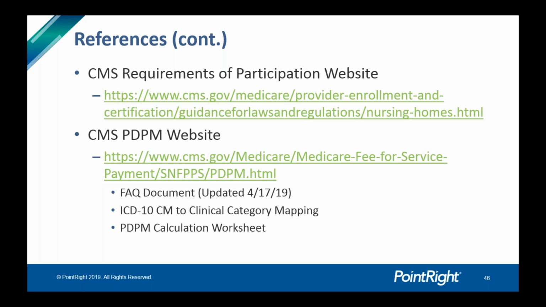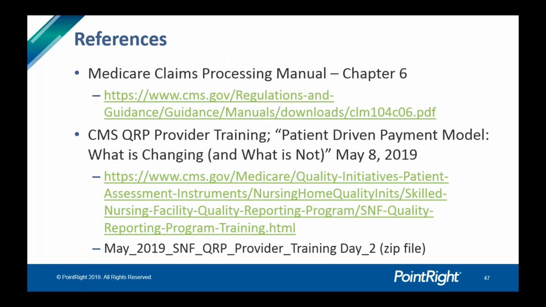So we did talk about a lot of regulatory language from CMS, so I have 2 pages of references here for you today. The ROP website, you can download the full requirements of participation. CMS's PDPM website, they continue to update their FAQ document. I do recommend you download the current version. It's become very comprehensive. And the Medicare Claims Processing Manual, that has not changed, and it's not going to change anytime soon, but Chapter 6 is where the action is for SNFs.